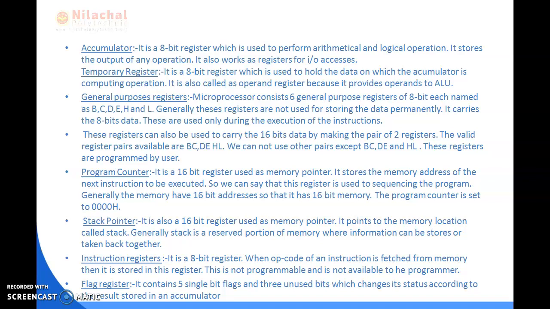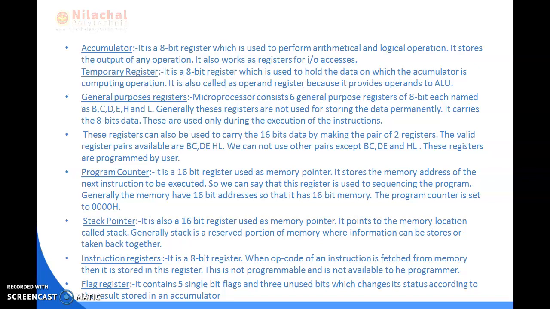So these are used only during the execution of the instruction. These registers can also be used to carry 16-bit data by making a pair of 2 registers. The valid register pairs available are BC, DE and HL. So B is paired with C, D is paired with E and H is paired with L during the execution of 16-bit data only. We cannot use other pairs except BC, DE and HL. These registers are programmed by the user.